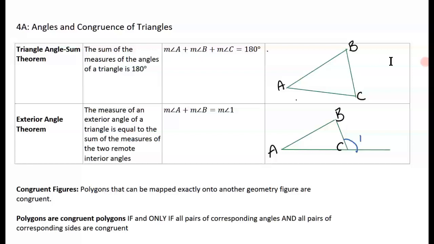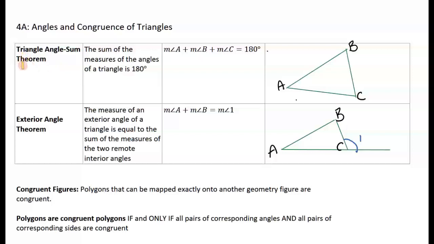Lesson 4A, we're going to look at angles and congruence of triangles. We're going to start with a couple of theorems about our triangles and the measures of their degrees. We developed these during a lab in class, so we're just going to consolidate that into notes here.